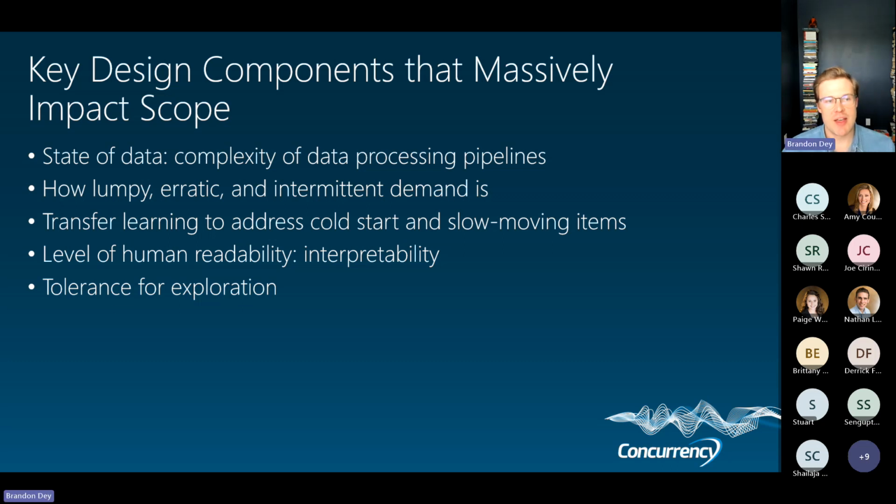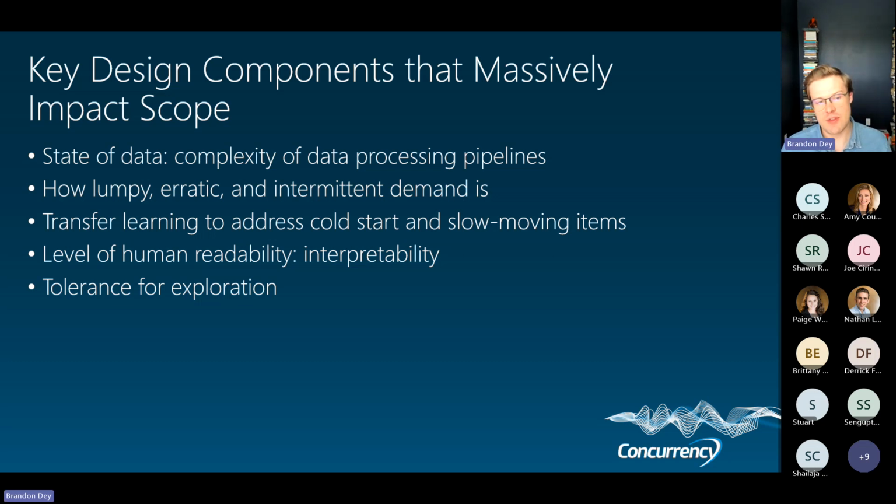All right, so another thing that impacts the scope of what it takes to get one of these things into production is really the degree to which your demand patterns are lumpy, erratic, and intermittent. The smooth stuff, that's easy. That's smooth sailing, as it were. But the lumpy, erratic, and intermittent stuff, less so. And how much of it really drives the complexity involved in creating some of those specialized models that do the either attribute or similarity expansion models.